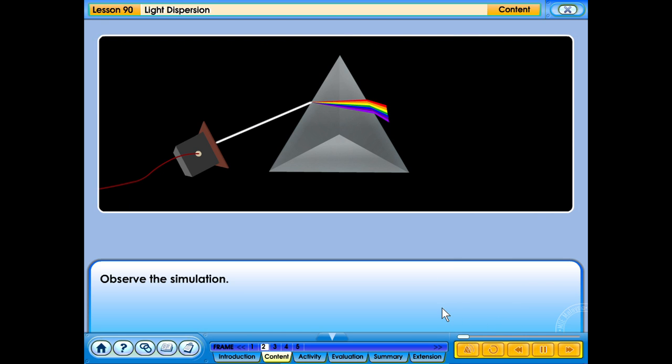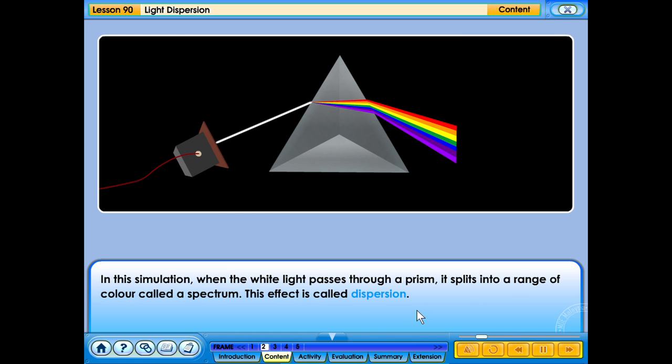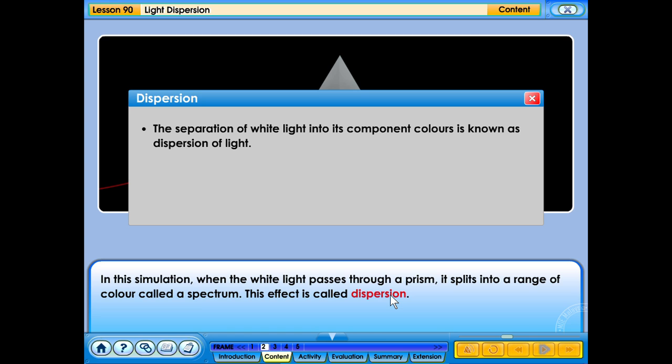Observe the simulation. What do you see when the beam of white light is passed through a prism? In this simulation, when the white light passes through a prism, it splits into a range of color called a spectrum. This effect is called dispersion. The separation of white light into its component colors is known as dispersion of light.